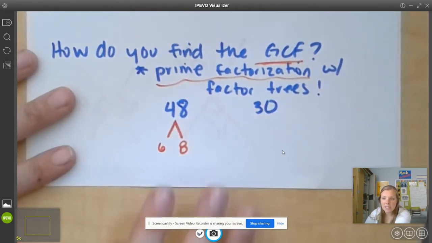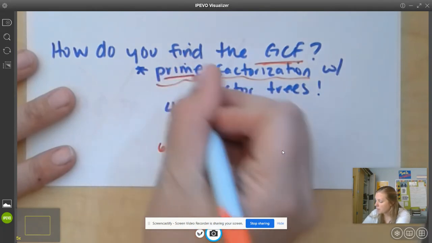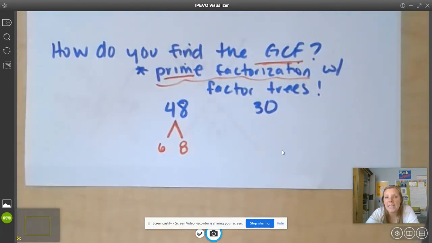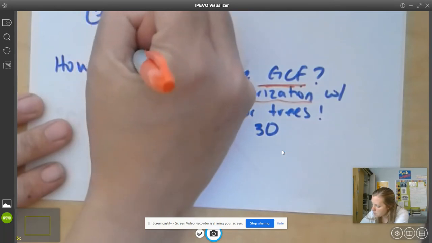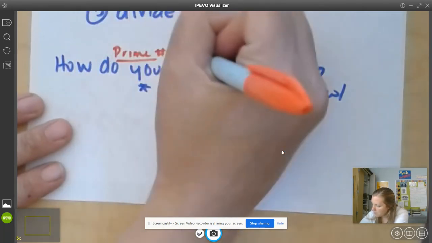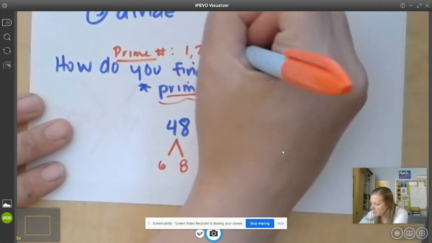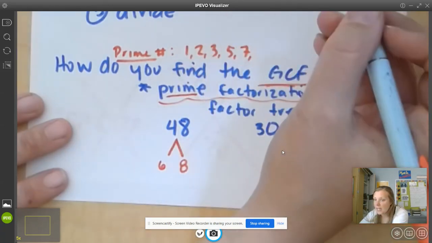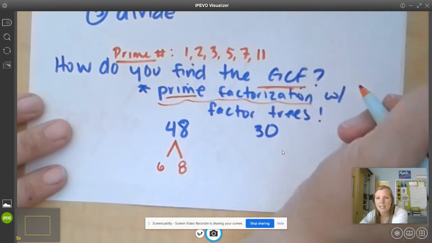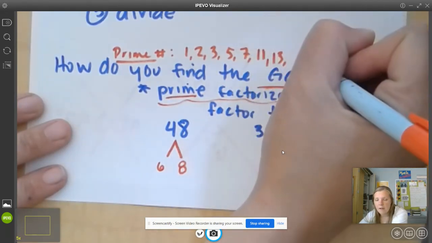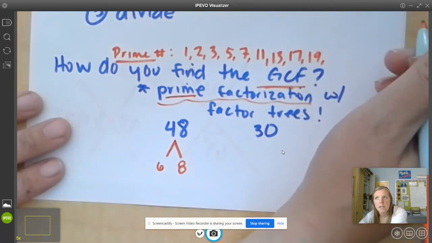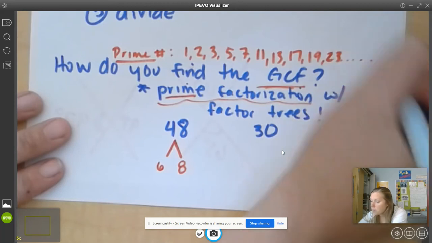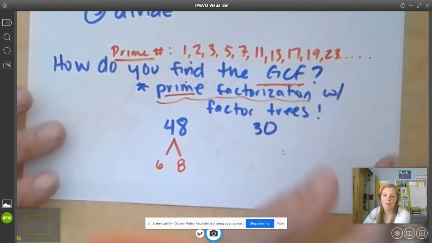And I keep splitting these up until they're prime. That's what the prime part is. Remember, a prime number is any number that has no other factors besides 1 and itself. So some prime numbers would be 2, 3, 5, 7, not 8, not 9, not 11, 13, not 14 or 15 or 16. 17 is prime, 19 is prime, 23 is prime. These are all prime numbers. They keep going, but those are the first couple prime numbers.